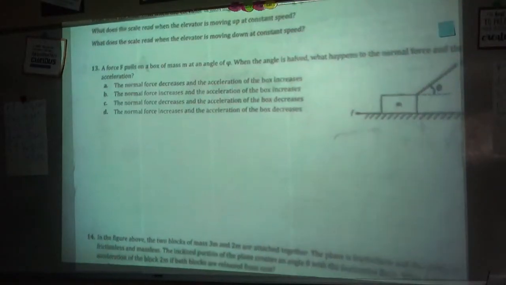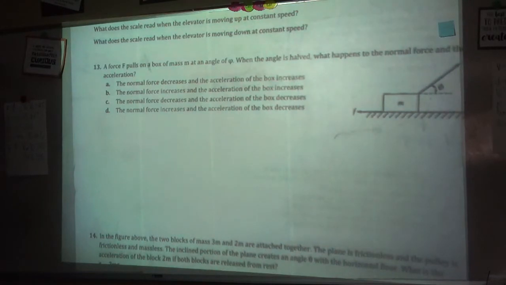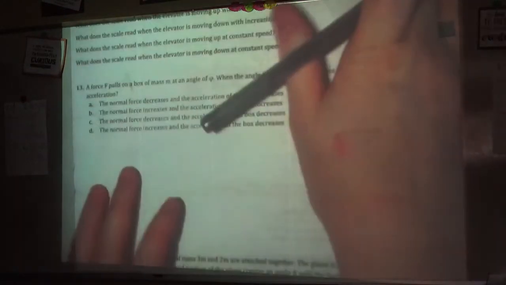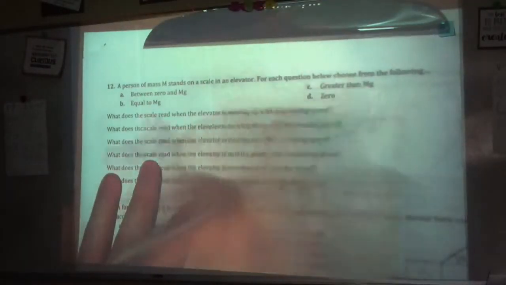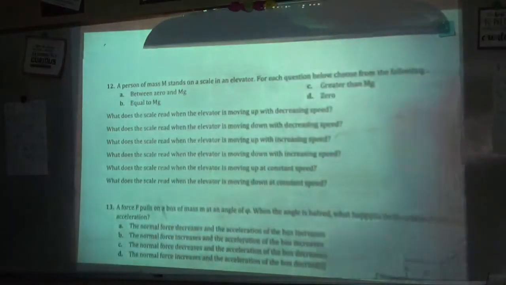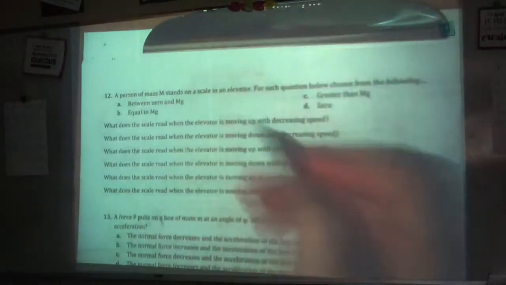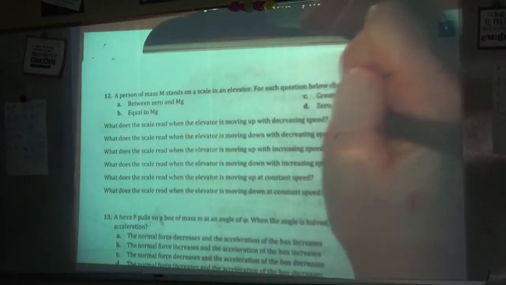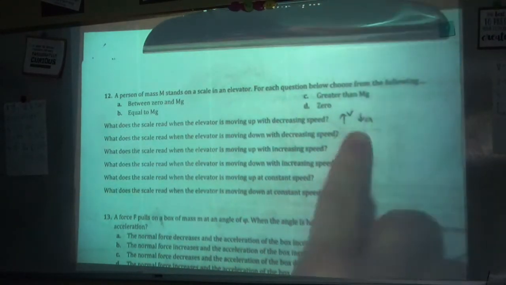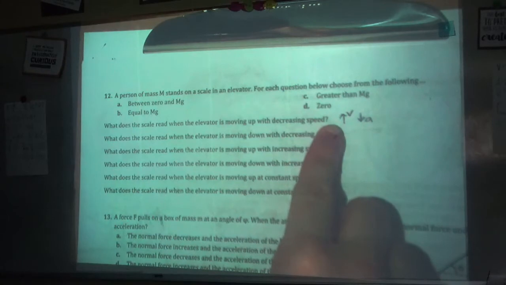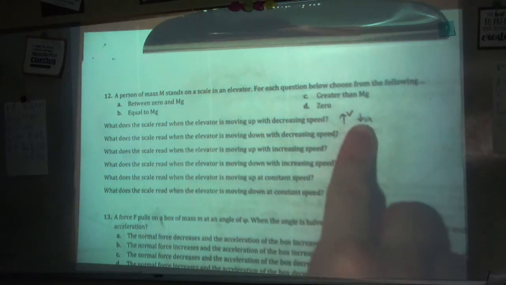Elevator problem. A person is standing on an elevator and their scale would either read somewhere between 0 and the weight, more than the weight, equal to the weight, or 0. When the elevator is moving up, so that would be velocity up, but slowing down, that would mean the acceleration is opposite to the velocity. That would mean acceleration down.